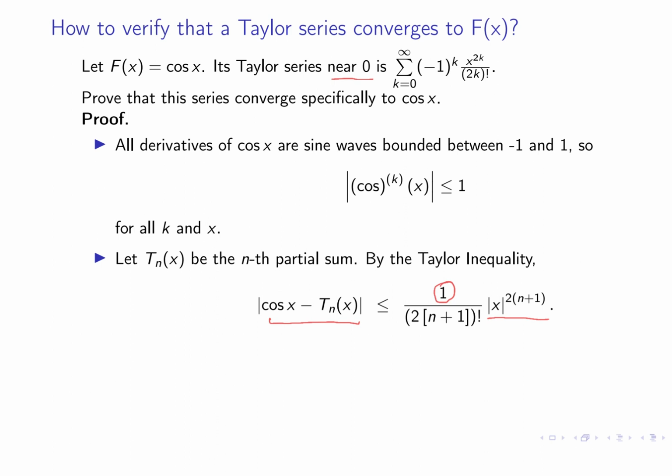So the rule of thumb is that the Taylor inequality term, algebraically, looks very much like the n plus first term of the Taylor series. Lots of similarities, except for the overestimate for the derivative of cosine; the rest of the terms look very similar to the n plus first term of the Taylor series. All right, so we get the estimate.